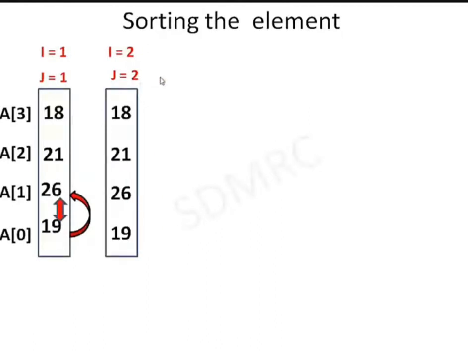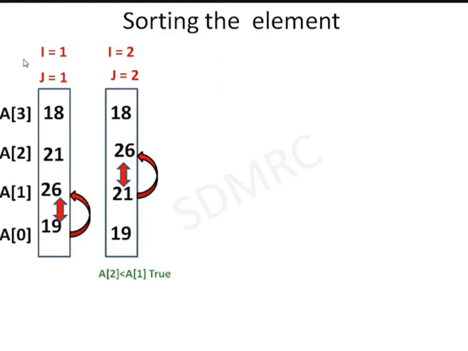So I will take a of j and a of j minus 1. Again, a of j is lesser than a of j minus 1. That is true. What I do, I will interchange these two values. If a of j is less than a of j minus 1, I will interchange. So 21 goes here, 26 goes here.